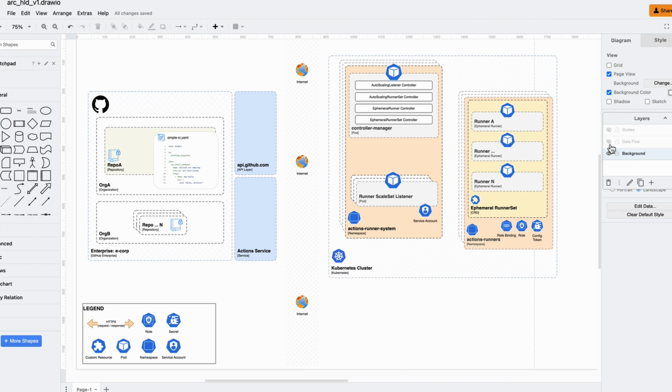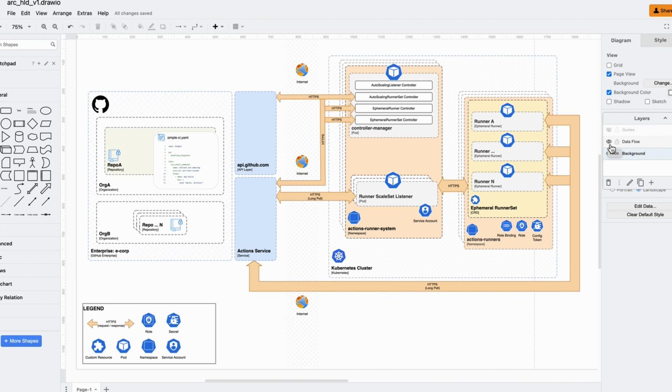Think of the second layer as your data flow. How are these components talking to each other? What are the integration points? What protocols are you using? Is there a network flowing in between these components? What are the boundaries? How does this data flow? Is it directional, unidirectional? Is it broadcasting? There are infinite scenarios here.